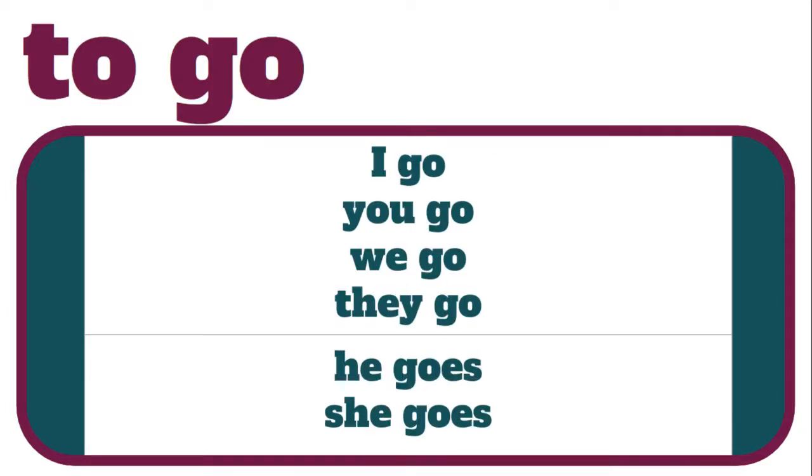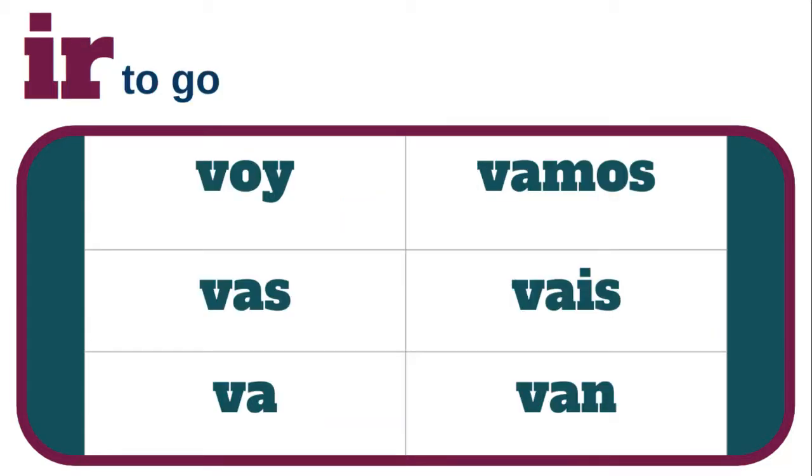In English, with the verb to go, it has only 2 forms, go and goes. We use go when we want to say I go, or you go, or we go, or they go. We use goes if we want to say he, she, or it goes. So it has 2 forms. In Spanish, it has 6, just like other verbs.